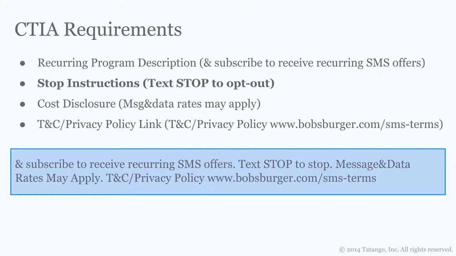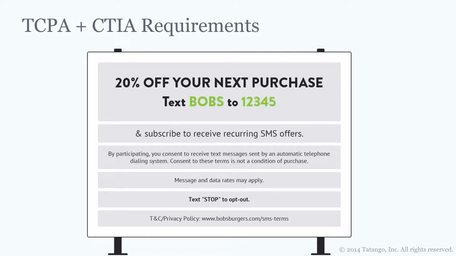Again, this is the CTIA requirement. So when we combine this with the TCPA requirements, this is what you get. Top part, 20% off your next purchase. Text Bob's to 12345. That's not required by anybody, CTIA or the TCPA. It's just good practice to put how to opt in at the top.